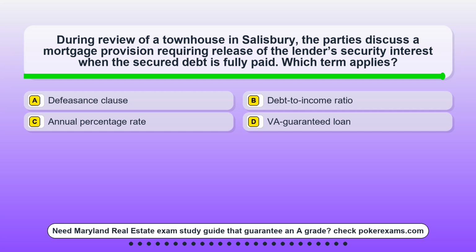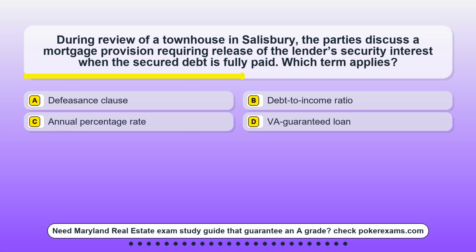Question 9. During review of a townhouse in Salisbury, the parties discuss a mortgage provision requiring release of the lender's security interest when the secured debt is fully paid. Which term applies? Option A, defeasance clause. Option B, debt-to-income ratio. Option C, annual percentage rate. Option D, VA-guaranteed loan.